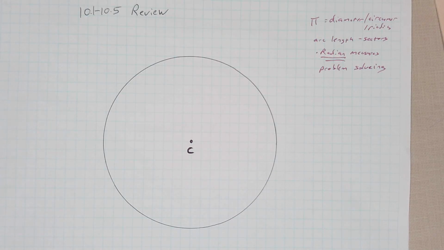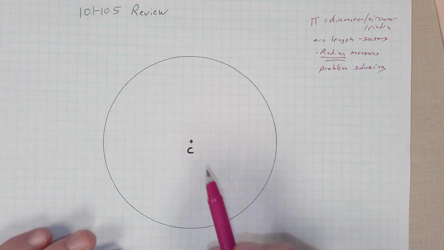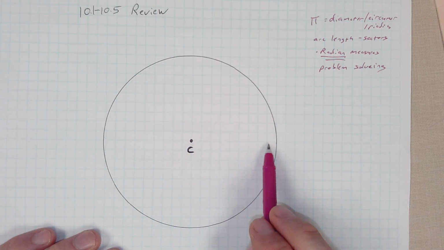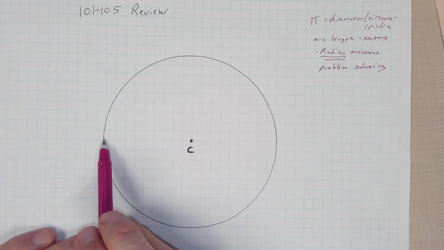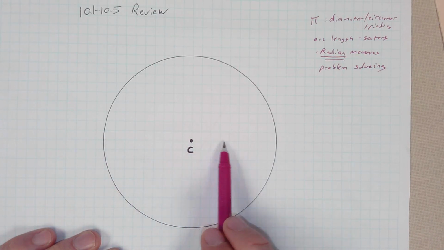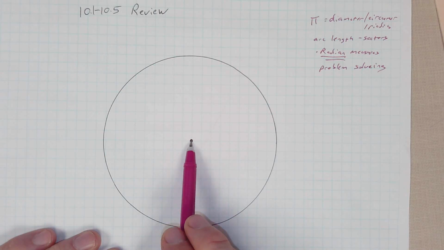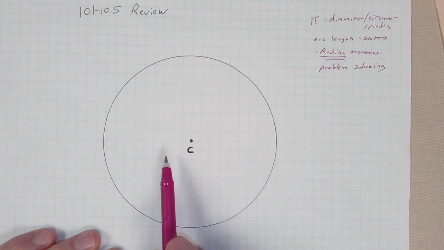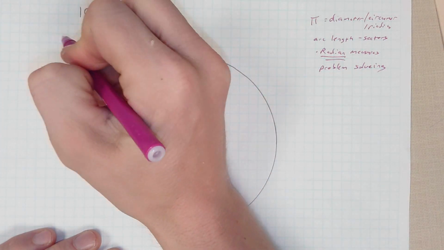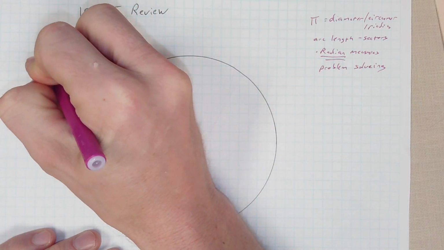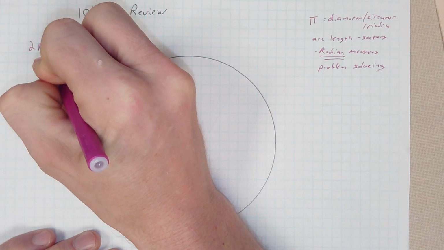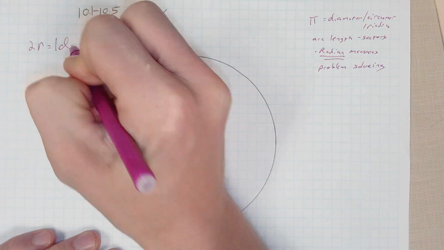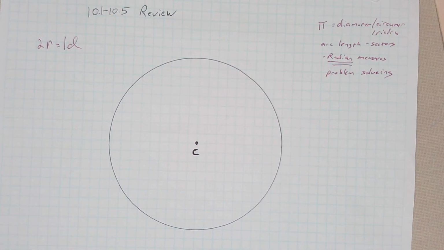All right, so we all remember that a radius is the length from here to here, and a diameter is a chord that passes through the center point. That's the diameter, and for the radius, you remember this important equation: 2 radii equals 1 diameter. Okay, so the relationship of pi.